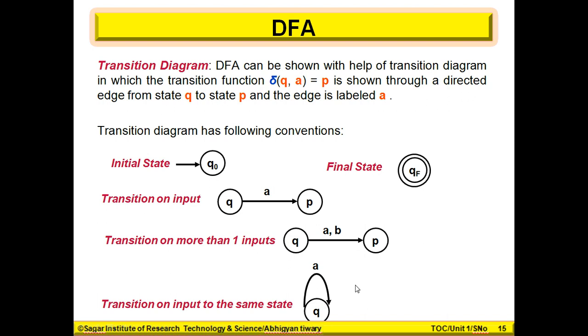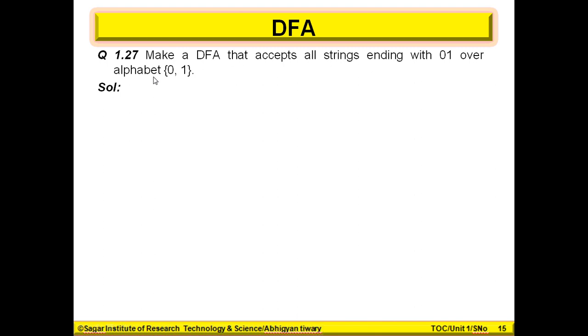Now let's take an example. First of all, try to understand this question: make a DFA that accepts all strings ending with 01 over alphabet {0, 1}. Sigma is given here, so we know the 5 tuples. Sigma is the input alphabet, which is 0 and 1. By taking this input, we are going to construct all the strings. The strings for which we are going to make the machine will be constructed using only 0 and 1, so a string will be any combination of 0 and 1.